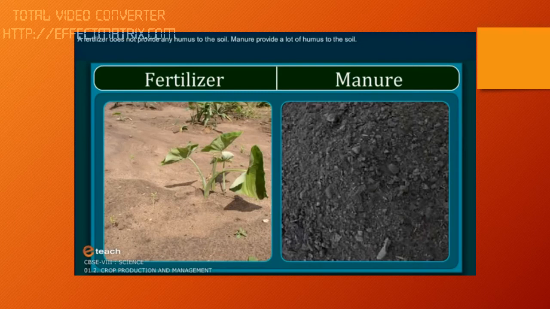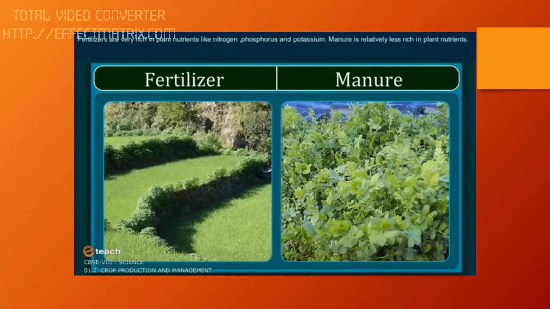Manure provides a lot of humus to the soil. Fertilizers are very rich in plant nutrients like nitrogen, phosphorus and potassium. Manure is relatively less rich in plant nutrients.